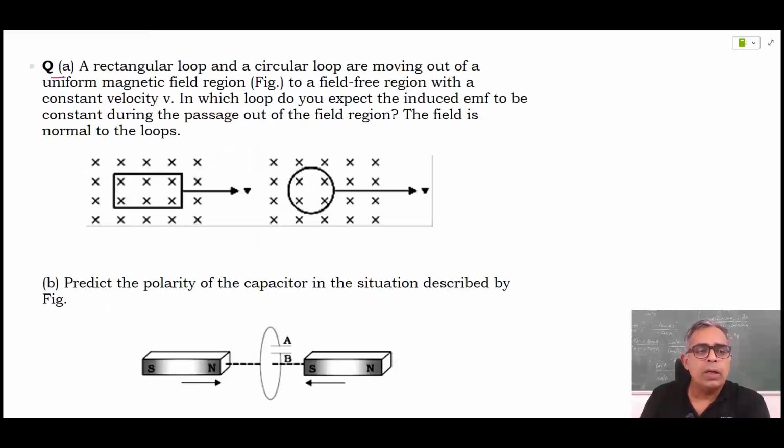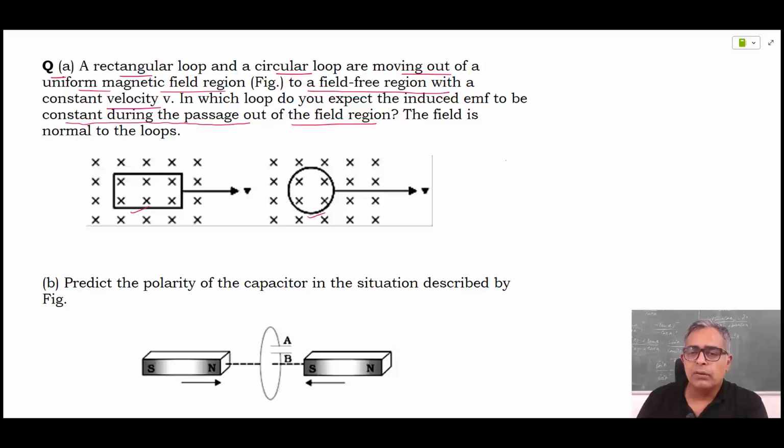Now in this question, part A, we are given two loops. One is a rectangular loop and another is a circular loop. Both of the loops are moving out of a uniform magnetic field to a field-free region with a constant velocity. They are coming out of the magnetic field. In which loop do you expect the induced EMF to be constant during the passage out of the field region? The field is normal to the loops. Now this is very interesting.